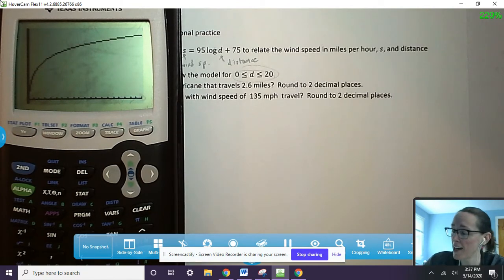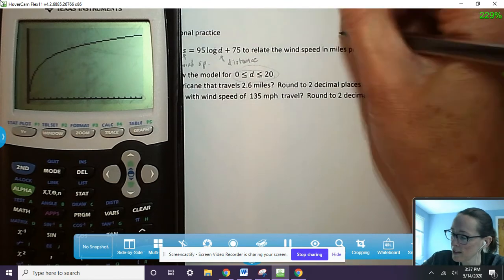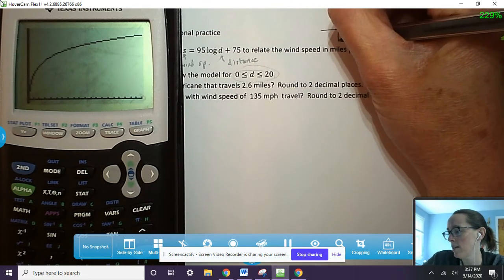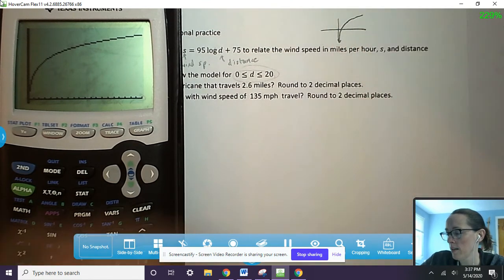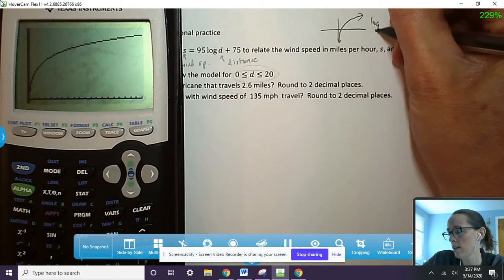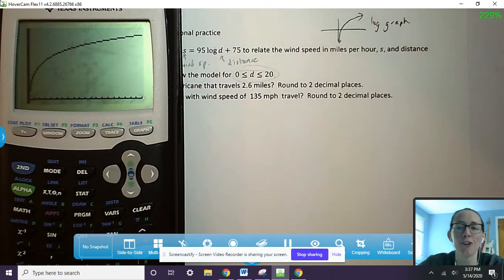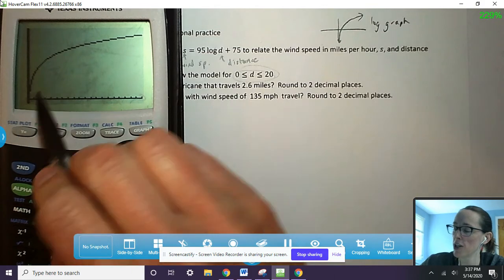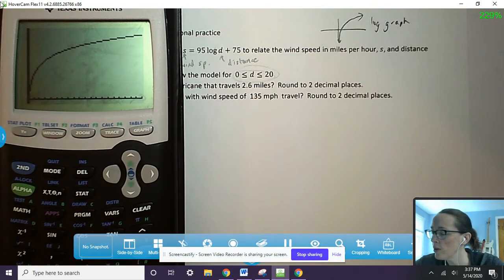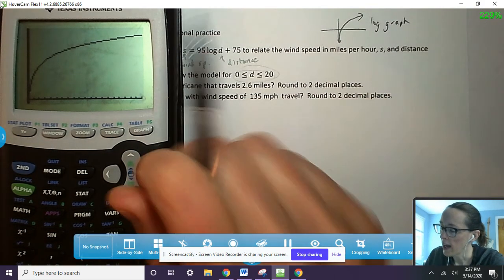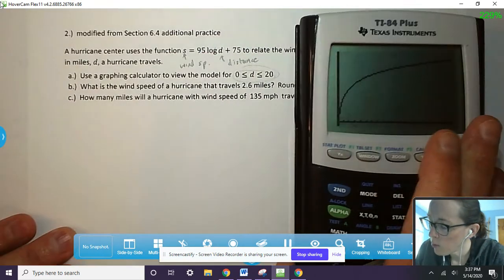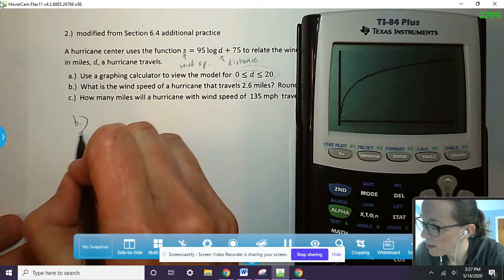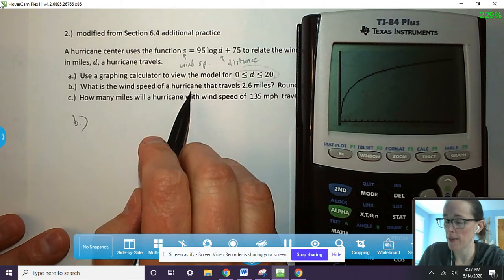And this is a log graph. Do you remember our log graphs? They look like this. So this is some variation on our log graph. I think you can see that shape here. So this is a pretty good window for us, and we have two jobs to do. We want to know the wind speed when the hurricane travels 2.6 miles.